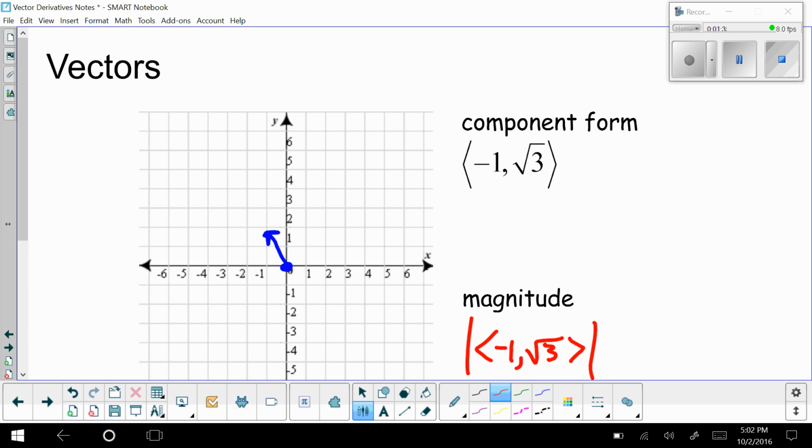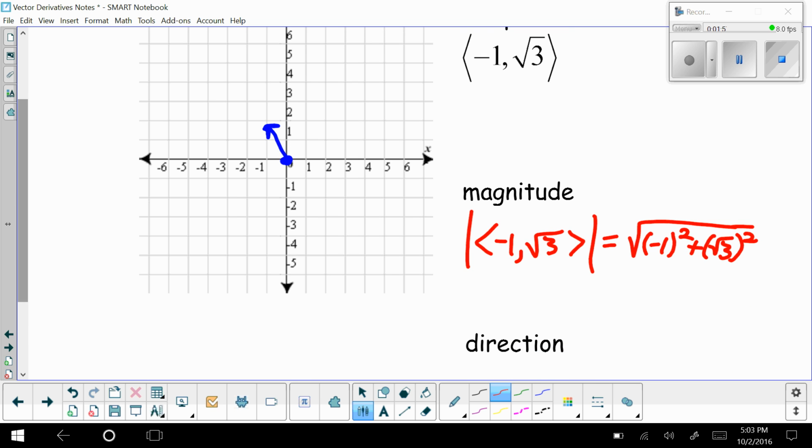In practice, what this means for us is we're getting a scalar, which is not a vector. It's one number that is the length of our arrow. In other words, we're doing distance formula or Pythagorean theorem. So this would be the square root of -1 squared plus radical 3 squared, which for our case would be the square root of 1 plus 3, which is 2.